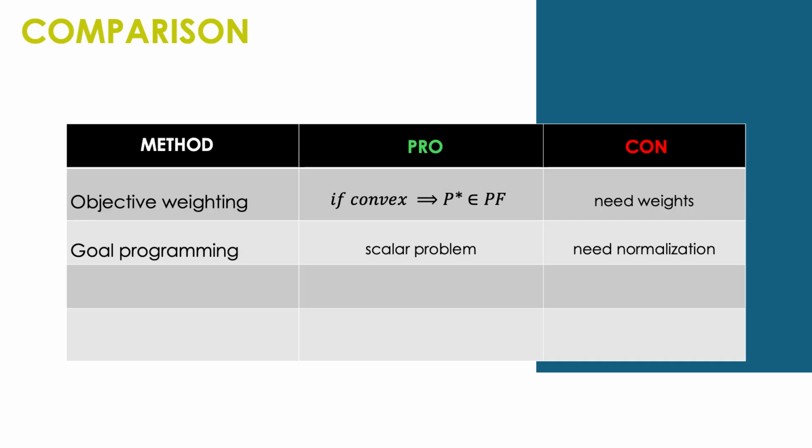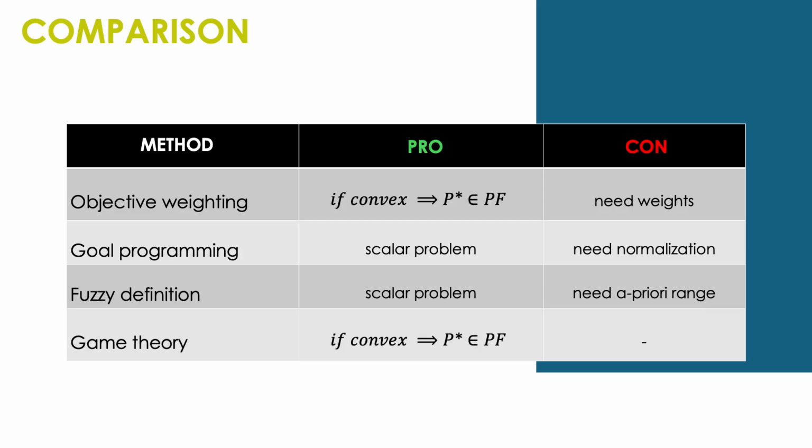The goal programming, again, as a pro, finds a scalar problem. But it needs to know the range of variation of the objectives, and this can also be a problem with the shape of the Pareto front. On the fuzzy aggregation, we have again a scalar problem, and here we don't need to define weights, but we clearly define some criteria that we know in advance we want to reach as targets. And anyway, this is something that has to be defined a priori. Game theory approach. If the problem has some theoretical mathematical properties, the solution is known to be on the Pareto front, and it has lower drawbacks as it can be used also in many-objective optimization problems.